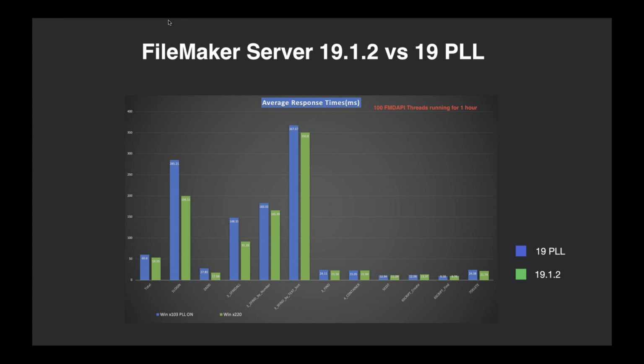Even though the shared locking is simpler than PLL, this chart shows a case where it actually outperforms PLL. The blue bars are version 19 with PLL enabled, and the green bars are 19.1.2. A smaller response time is better, and the green bars are shorter in general in this case. So now let's go back to Lucy.